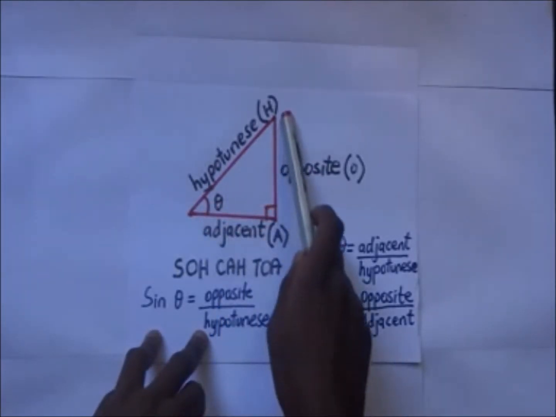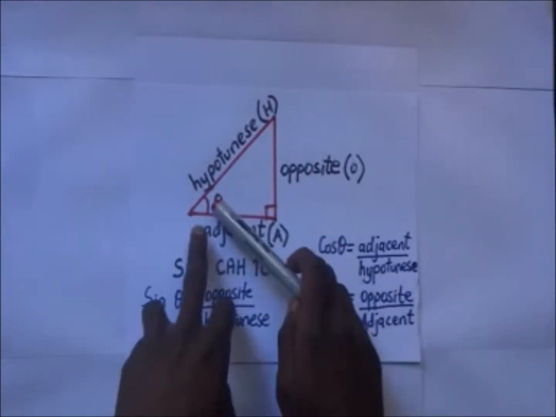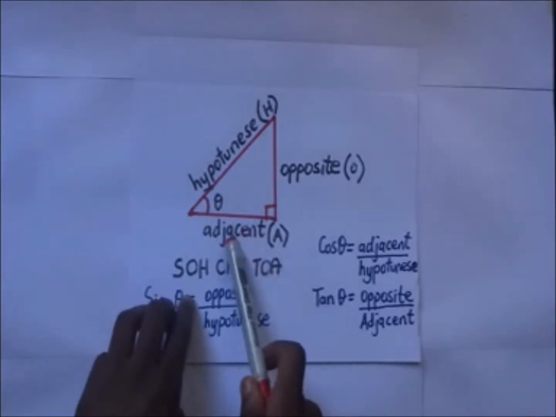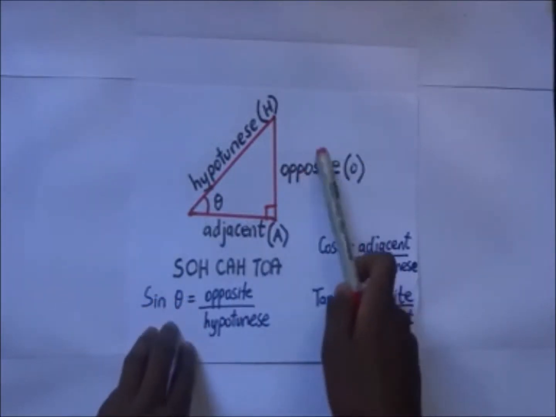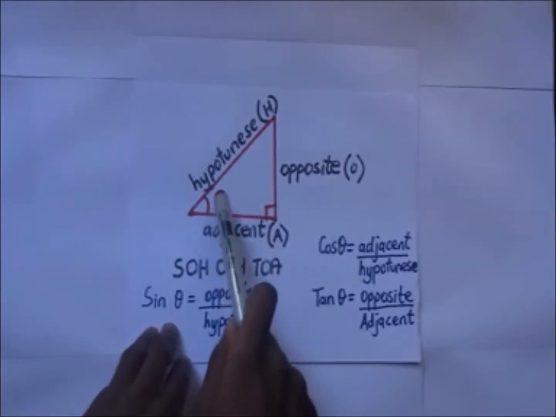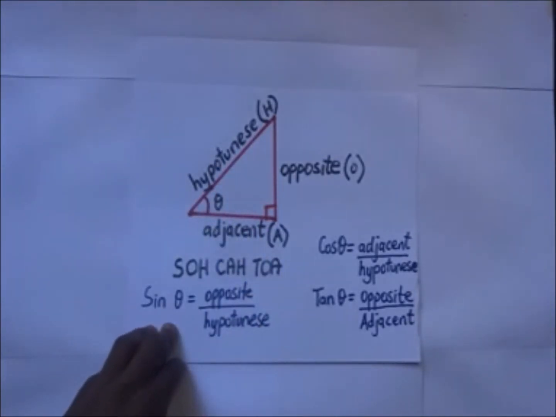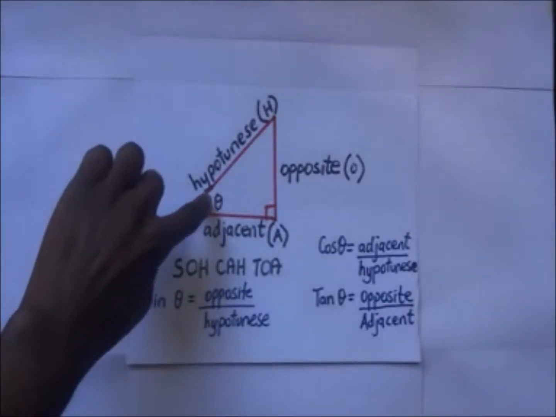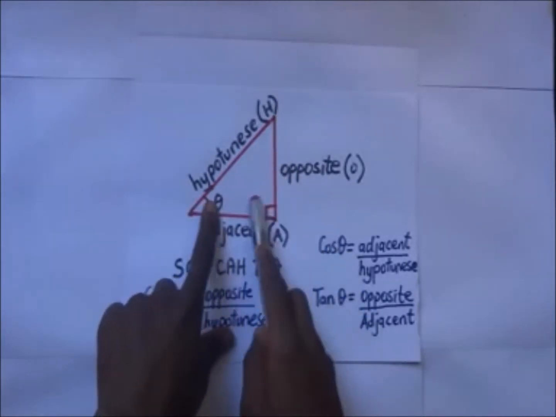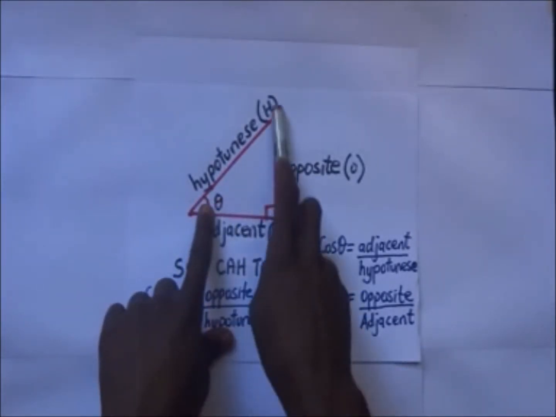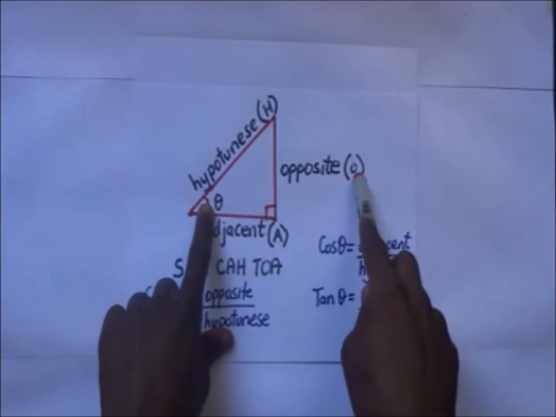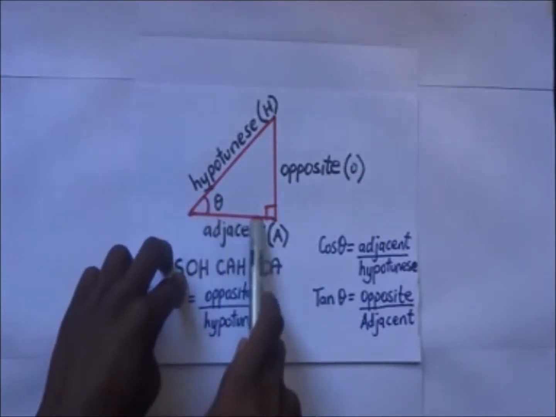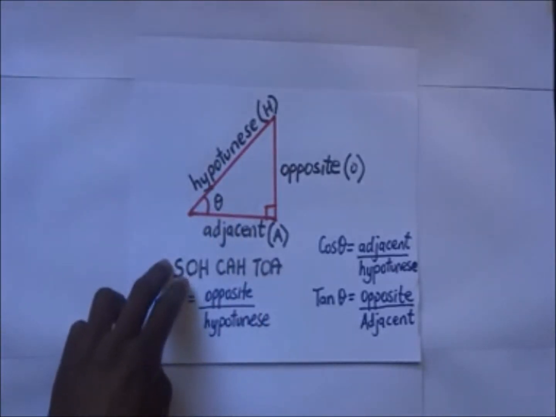In naming the sides of this triangle, we find that the longest side is always the hypotenuse. However, on naming the other sides, whether one side is opposite or adjacent depends on the position of the angle theta, the angle we are interested in finding. For example, this side is opposite that angle theta. That is why this side is labeled opposite O. And this side is adjacent to that angle theta. That's why we call this side adjacent.